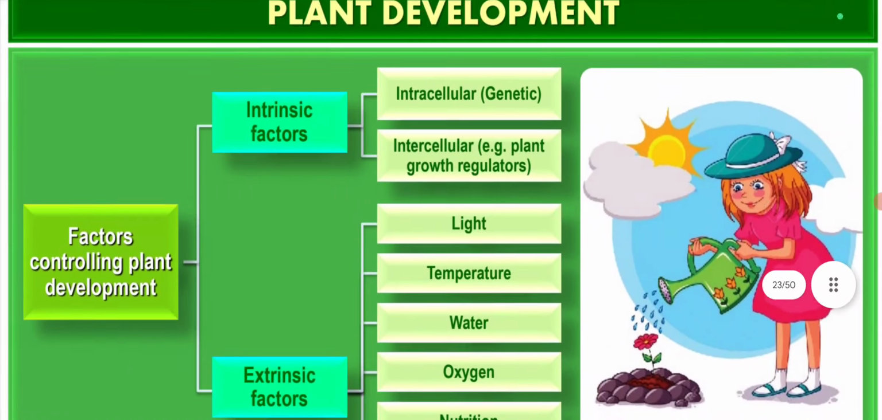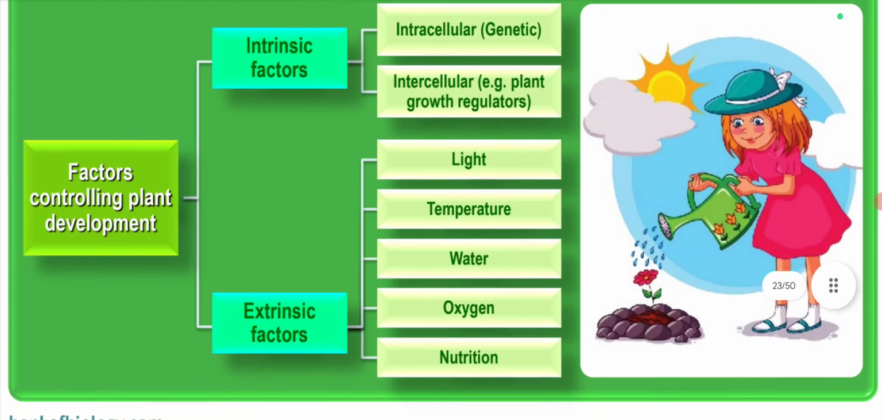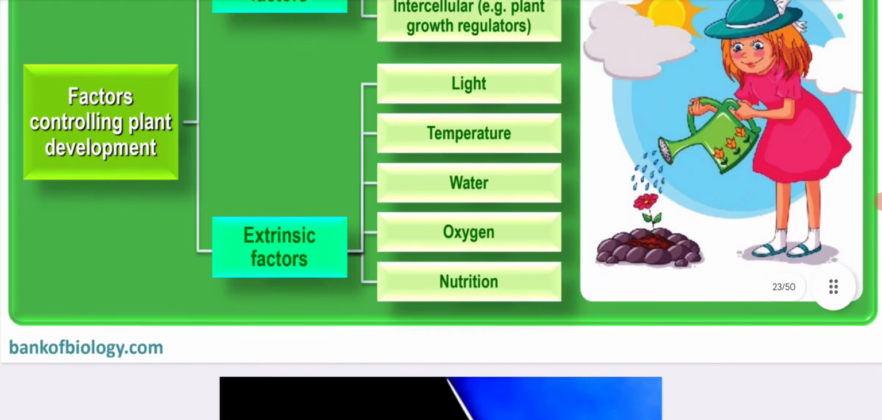Now, plant development. Factors controlling plant development: intrinsic factors and extrinsic factors. Coming to intrinsic factors, intracellular, that is genetic. Intercellular, example, plant growth regulators, meaning different hormones. This is the intrinsic factor. Coming to extrinsic factors: light, temperature, water, oxygen, nutrition. These are the extrinsic factors. Okay.